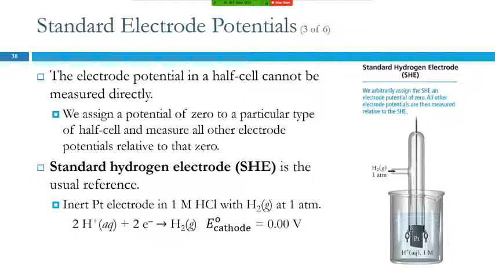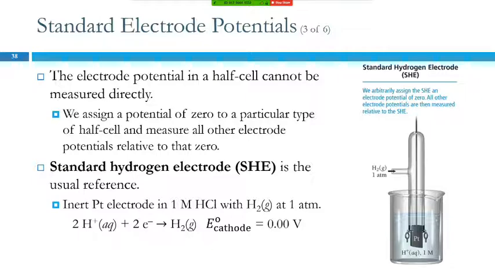Well, the electrode potential in a single half cell can't be measured directly. And there's lots of different things in science that can't be measured directly. So we choose a point of reference. We do that with altitude. We've chosen to measure relative to sea level, right? We did that with heats of formation and standard entropies and other things. So here we assign a potential of 0 to a particular kind of half cell, and we say, okay, this is our standard, this is 0. We're going to measure everything relative to that.